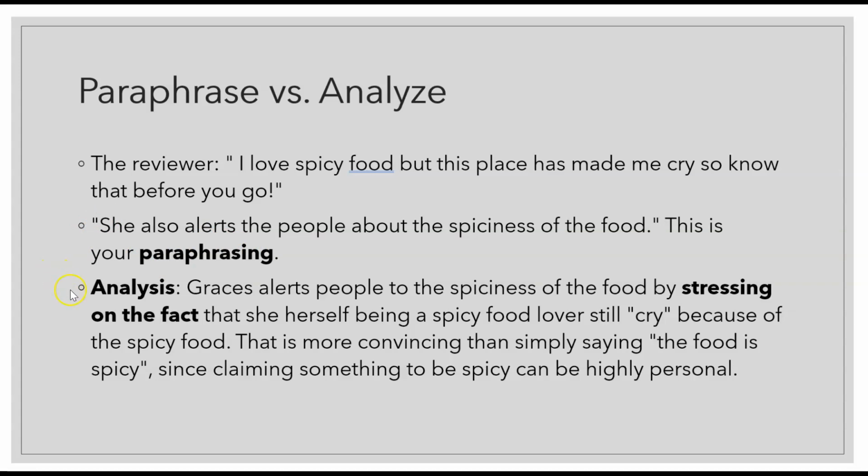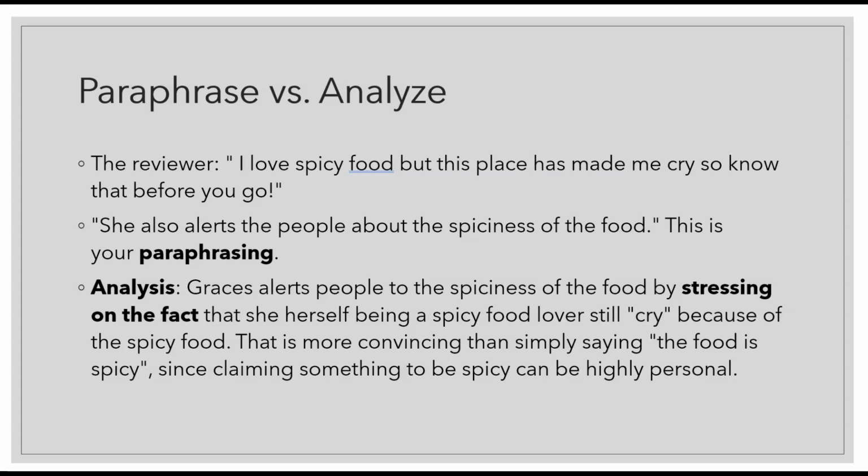And then we have analysis. Grace alerts people to the spiciness of the food by stressing the fact that she herself, being a spicy food lover, still cried because of the spicy food. There's a direct quote from her sentence. And that is more convincing than simply saying the food is spicy, since claiming something is too spicy can be highly personal. Now, through this example, I hope you can tell the difference between direct quote, paraphrasing, and analysis.